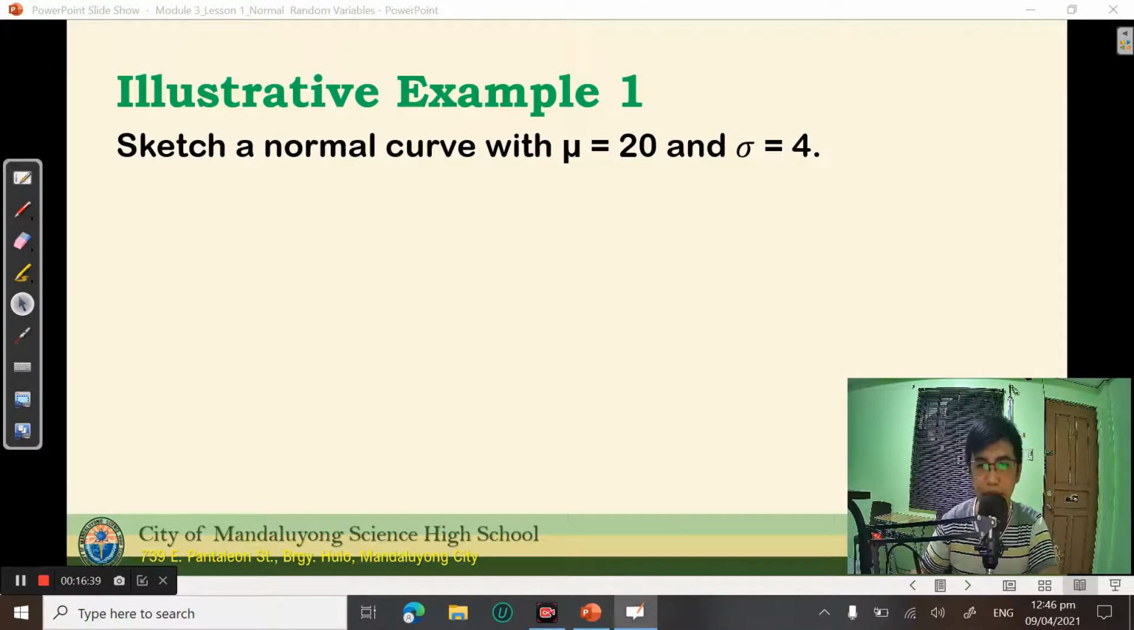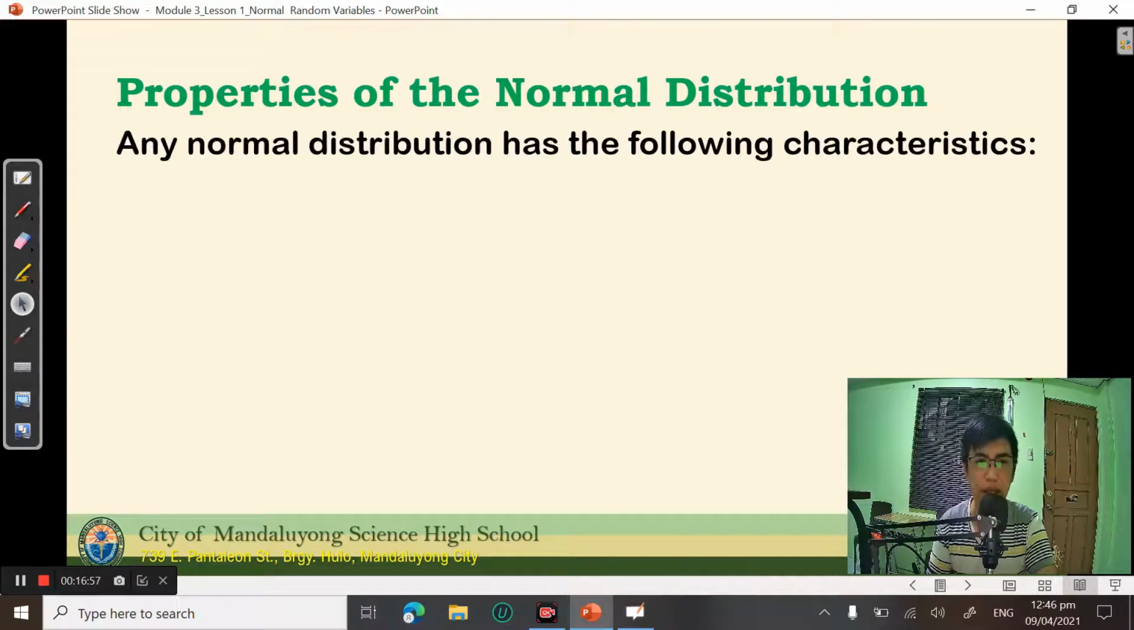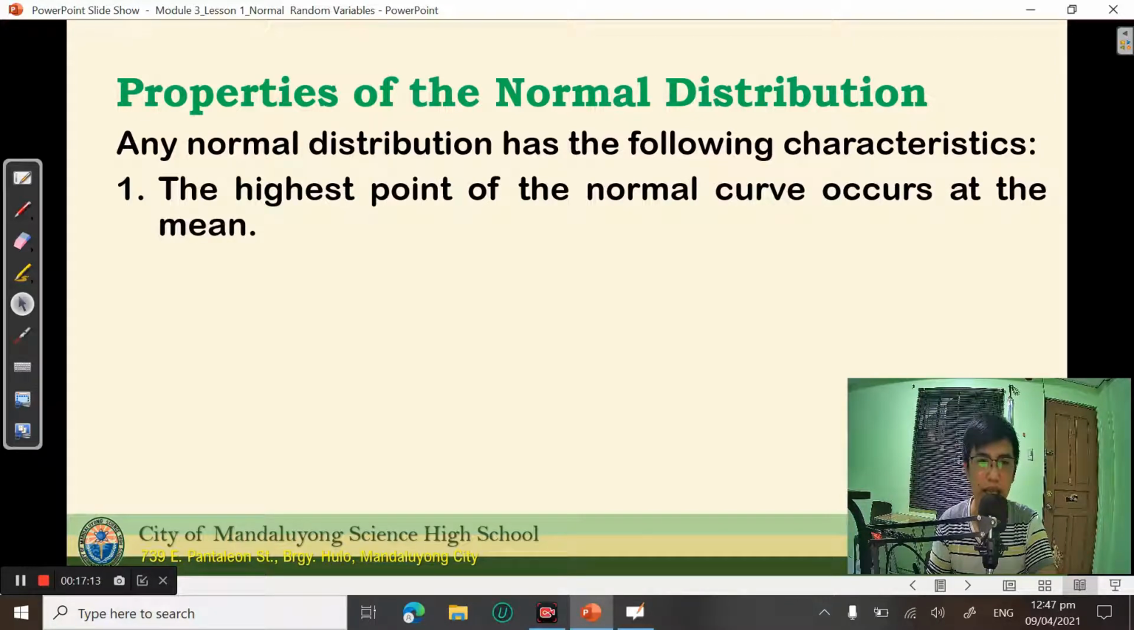Now, let's talk about the properties of the normal curve. And I want you to be familiar with the different properties because these are important as you further discuss your topics in statistics and probability. So, any normal distribution has the following characteristics. What I mean by any, because we have mentioned a while ago that there are infinitely many normal distributions. Okay? And having said that, we say that the highest point of the normal curve occurs at the mean.